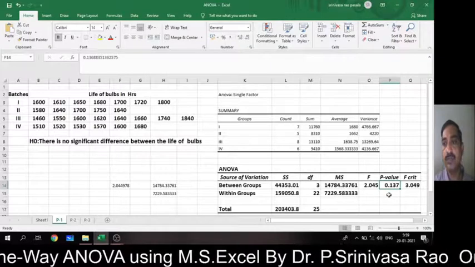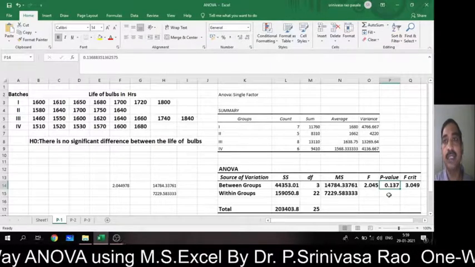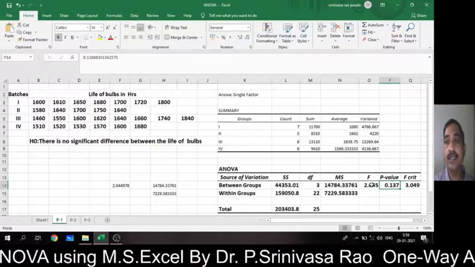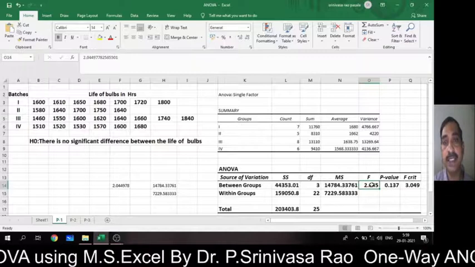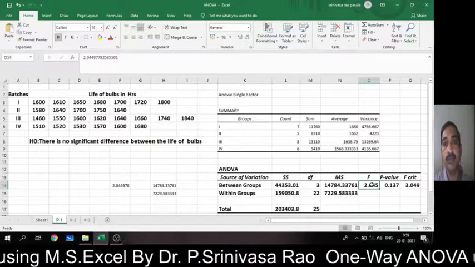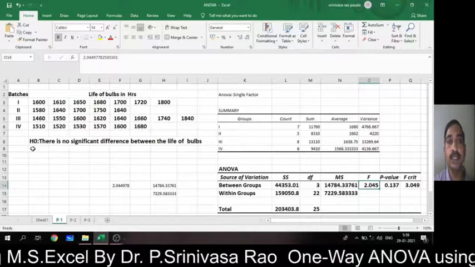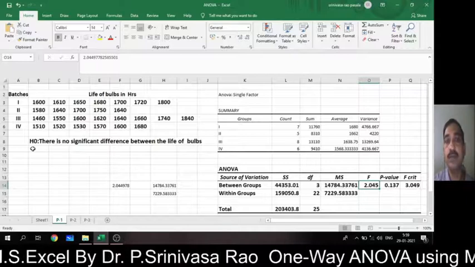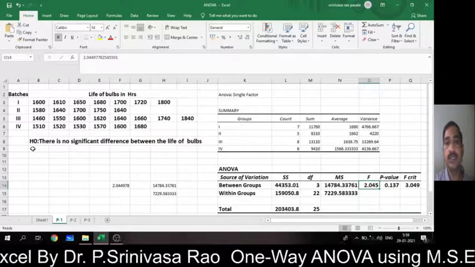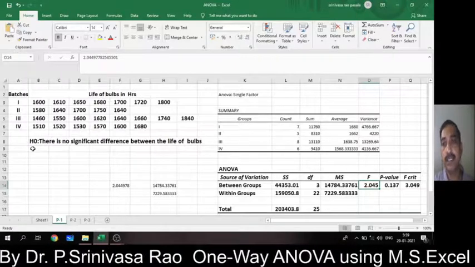This is the thumb rule for taking a decision based on the p value, right? So now you observe the p value is 0.137, which is greater than 0.05, so the F value is not significant, so you accept your null hypothesis. So finally you conclude that there is no variation in the lives of bulbs across the four batches. So this is one-way classification of ANOVA by using MS Excel, right?